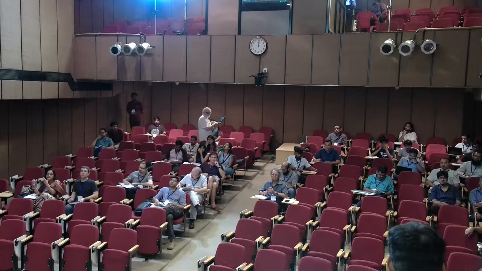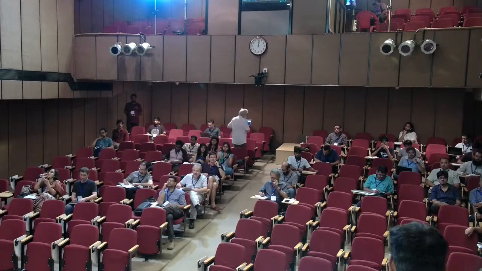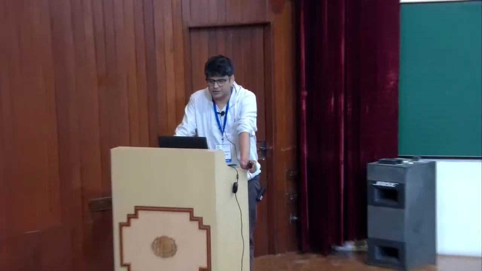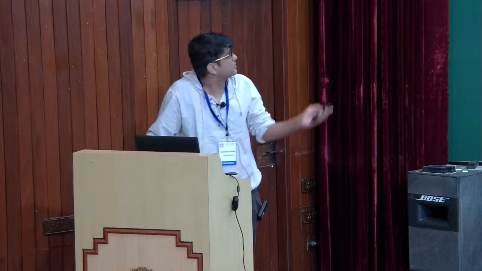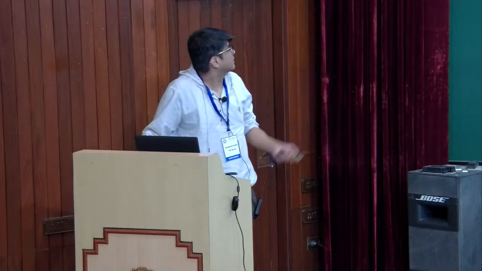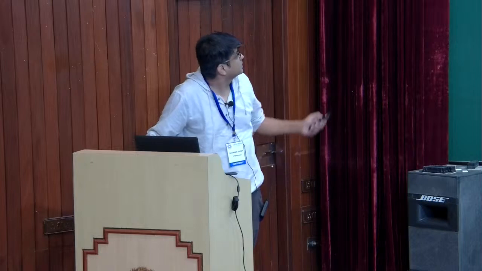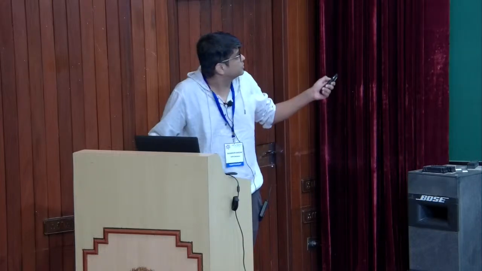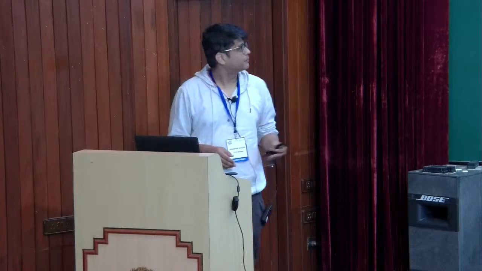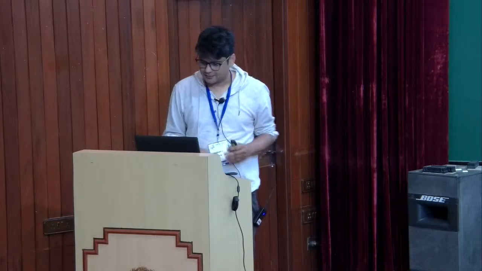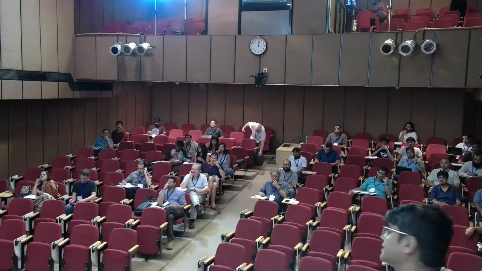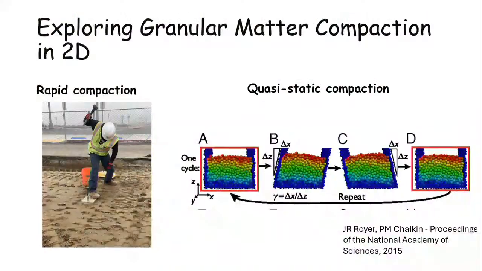And so this talk is going to be in two parts. The first part is about compaction, and I'm going to look at rapid compaction. This is something that in engineering is known as dynamic compaction. The second part is what you do in the kitchen. You want to put in some grains, you slowly tap things out and let them settle, and that's the kind of quasi-static compaction that I'm going to talk about.